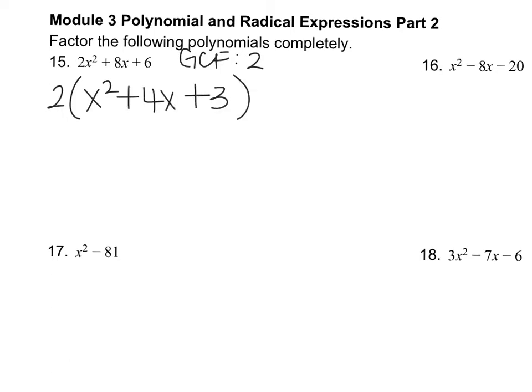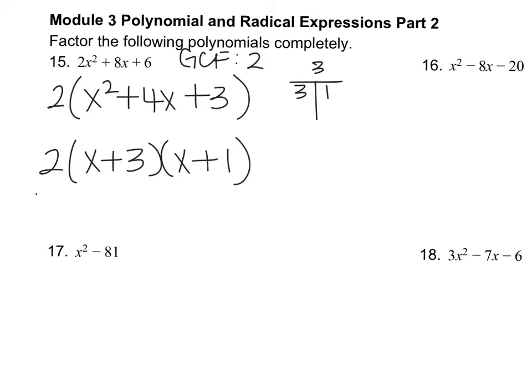Now I want to factor the quadratic inside my parentheses. So I'm looking for values that multiply to 3, but add to 4. And those are going to be 3 and 1. So that means I'm going to have x plus 3 in one parenthesis and x plus 1 in the other. And I could have written x plus 1 first, then x plus 3. It doesn't matter the order in which I put the values in my parentheses, as long as they have the correct sign.